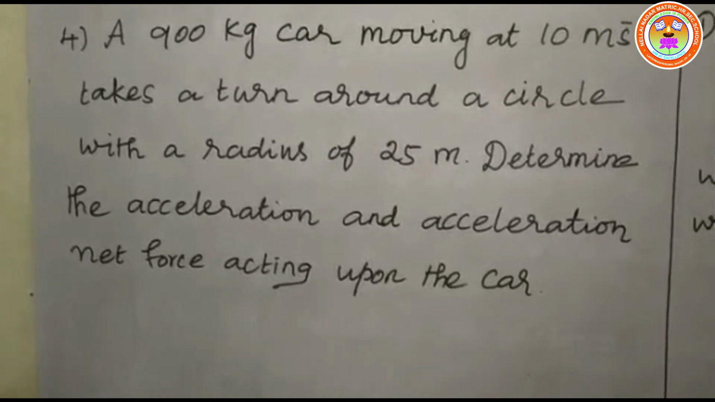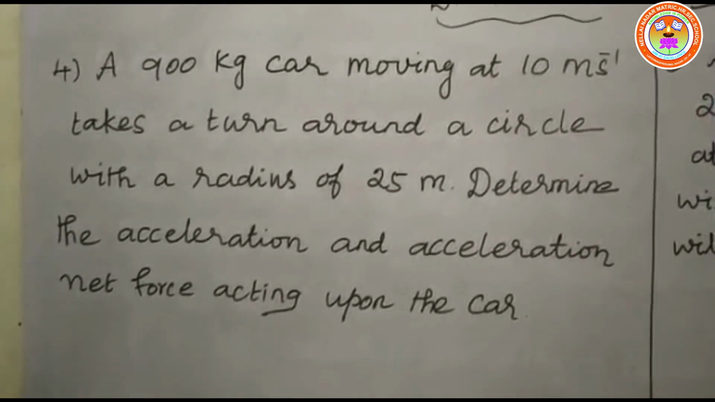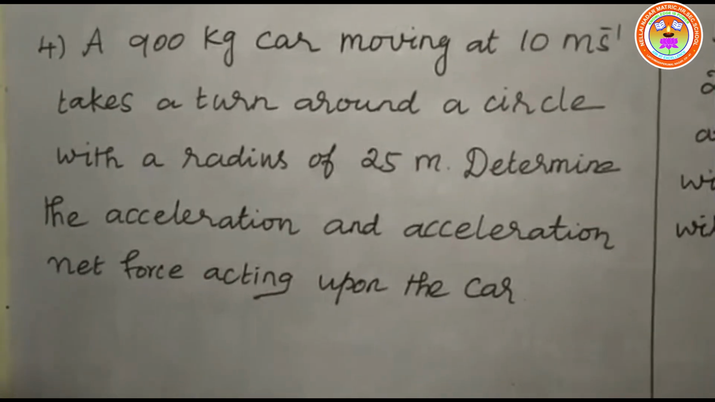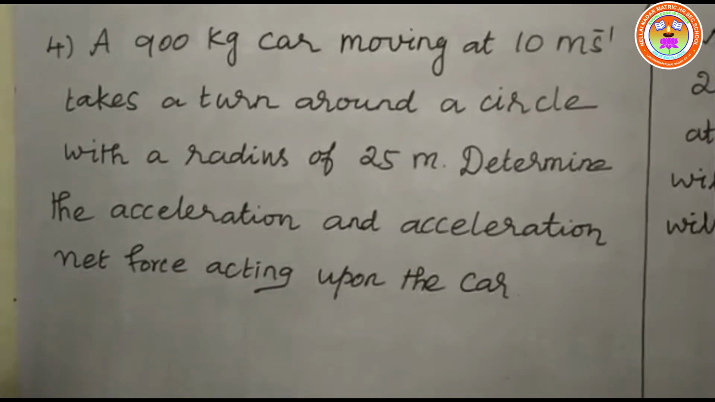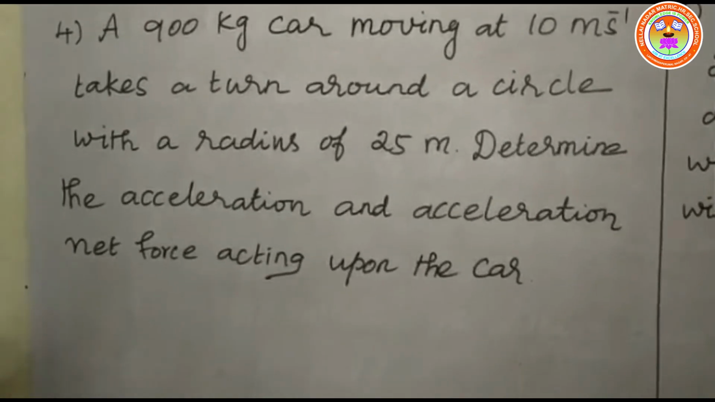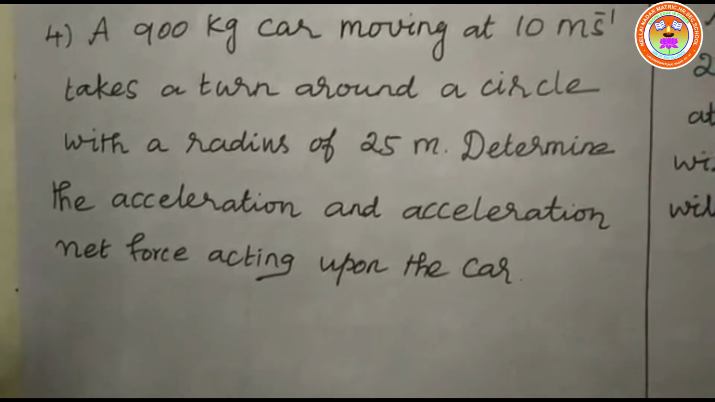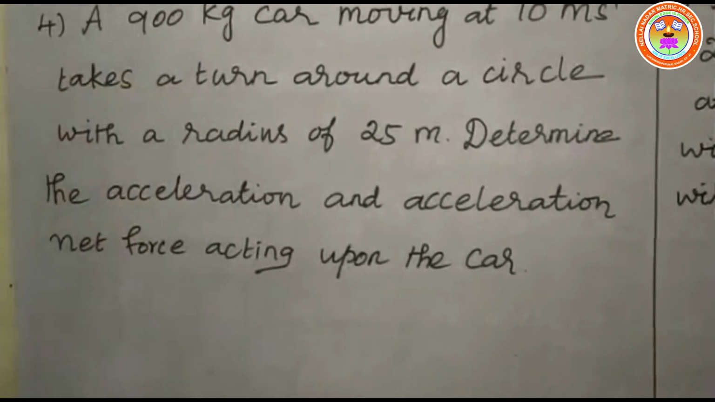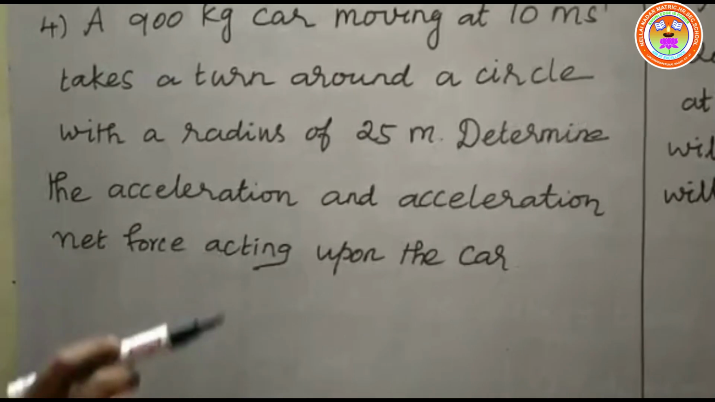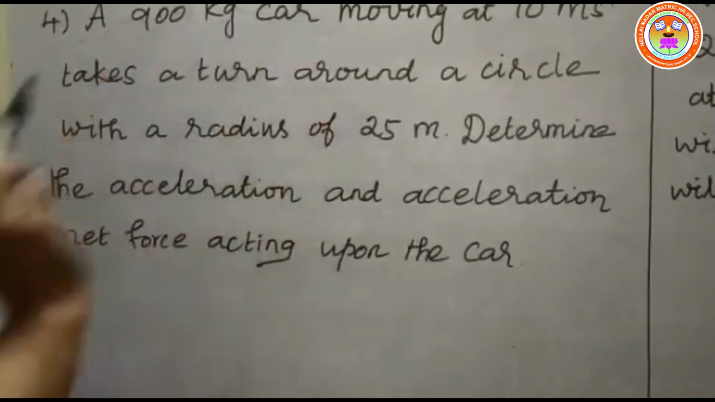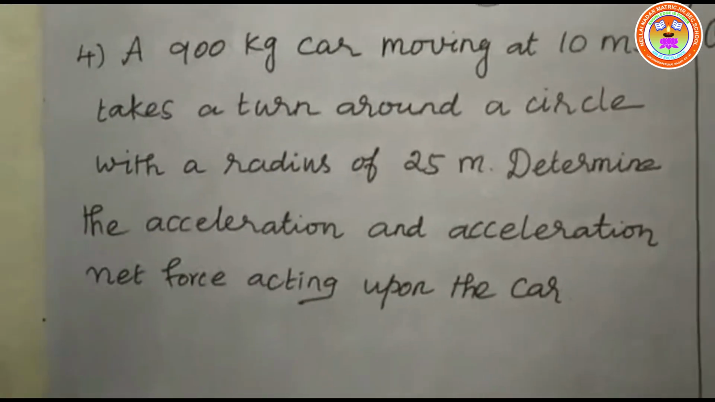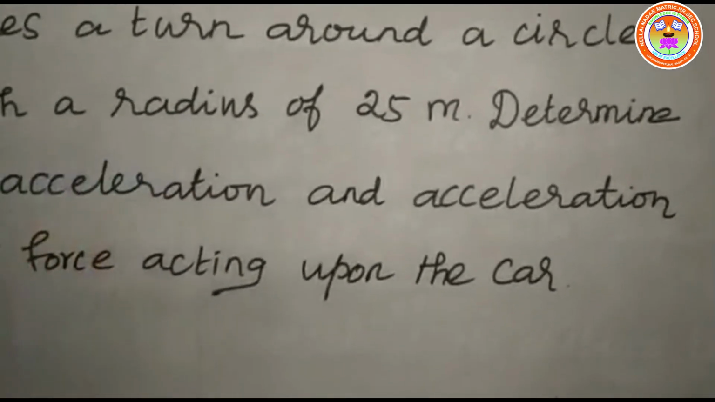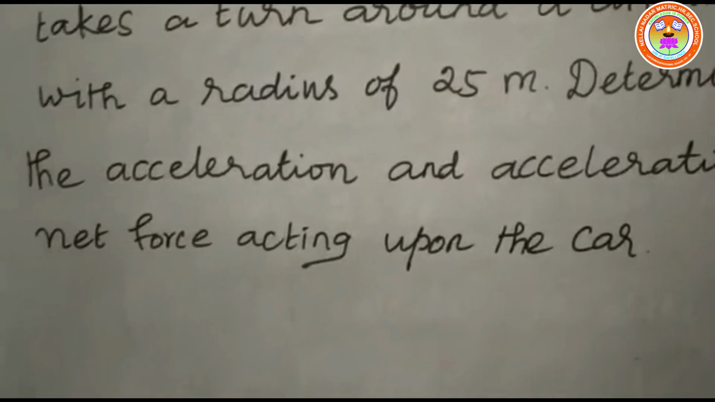Already we discussed the object moves in a circular path. It gives us an acceleration called the centripetal acceleration, isn't it? So using the centripetal acceleration only we are going to find the acceleration value. The mass of the car is given as 900 kilogram and it moves with a particular speed. The speed is given as 10 meters second power minus 1 and it moves in a circular path. The radius of the circular path is given as 25 meter.